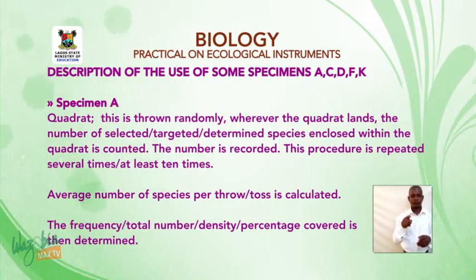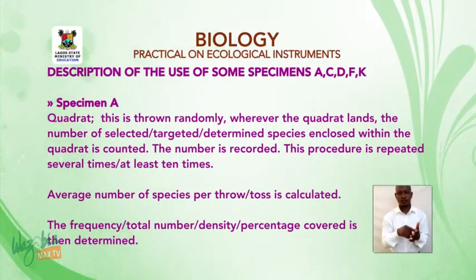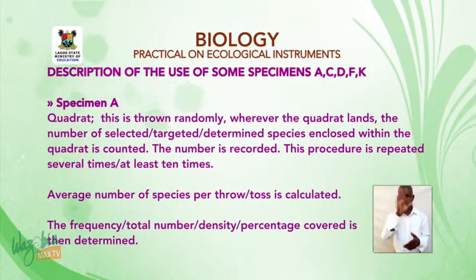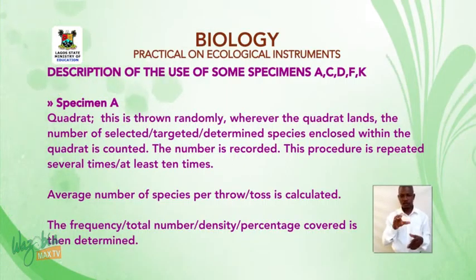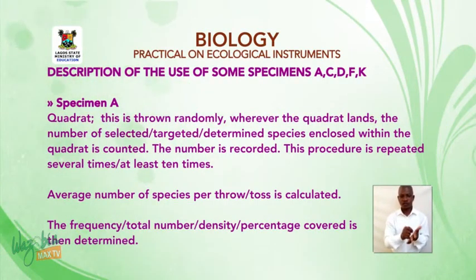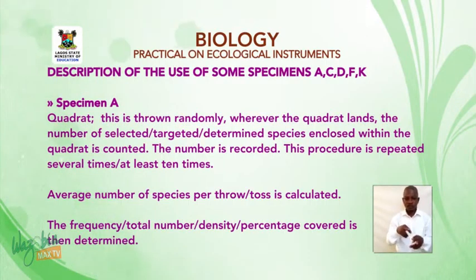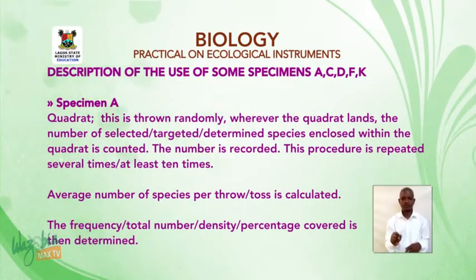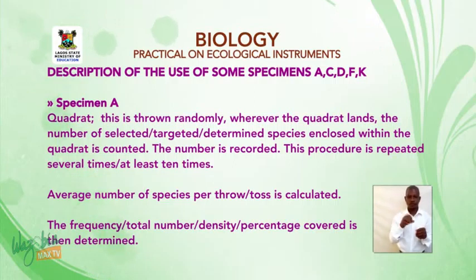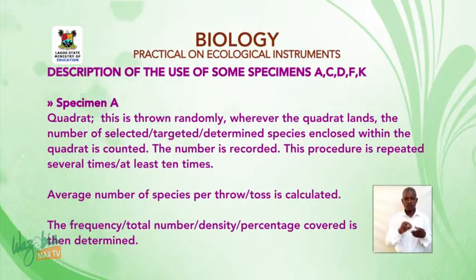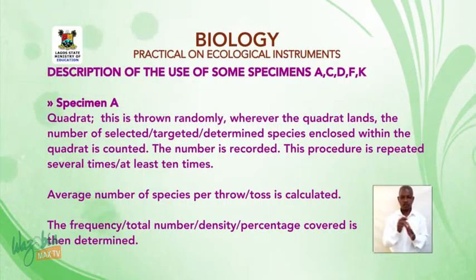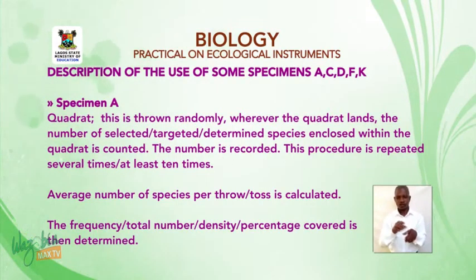2018-2019. Specimen A, quadrat. This is thrown randomly. Wherever the quadrat lands, the number of selected or targeted or determined species enclosed within the quadrat is counted. The number is recorded. This procedure is repeated several times, or at least 10 times. Average number of species per toss is calculated. The frequency or total number or density or percentage covered is then determined.